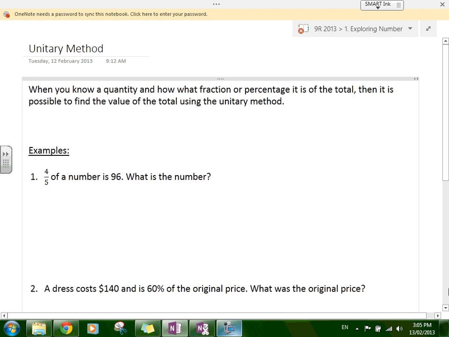Okay, so I'm going to show you these examples, not just with percentages, but with fractions as well, and then we'll do the work. I'll do some time tomorrow to do some of this as well as a couple of other things.